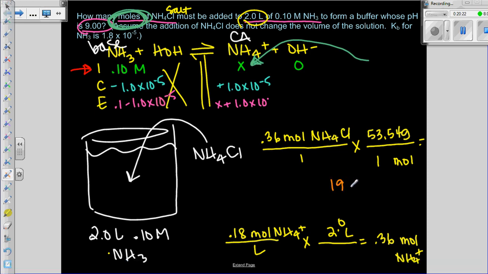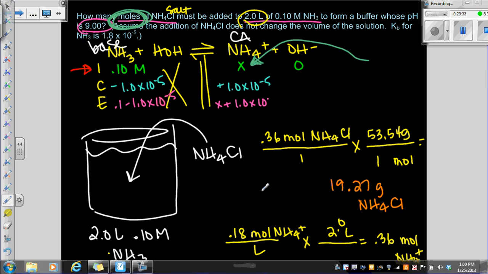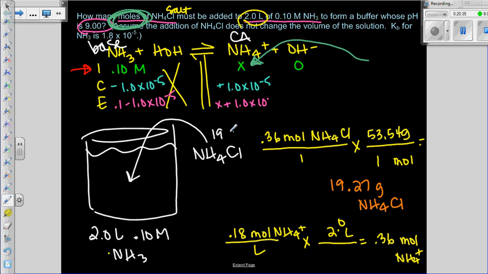sig figs, I really need 2. I ended up with 19.27 grams of ammonium chloride that I would need to add. But if I were doing sig figs, I would say 2 sig figs. So I'd need 19 grams of ammonium chloride added to this solution to actually prepare this buffer that's buffered at a pH of 9.